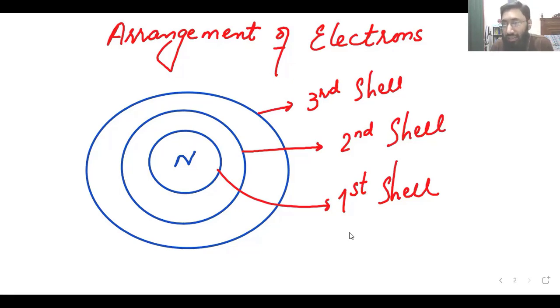Every shell has a capacity to accommodate electrons. Like the first shell, it can accommodate a maximum of 2 electrons. Means to say, the first shell cannot have more than 2 electrons. The first shell can have just 2 electrons.